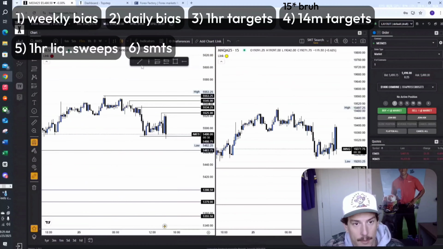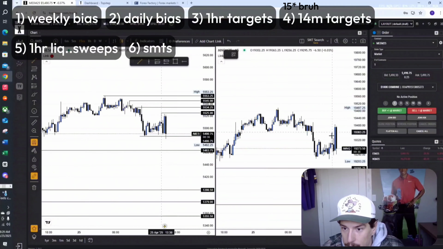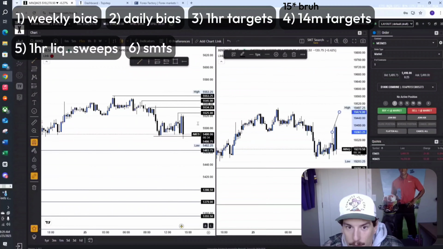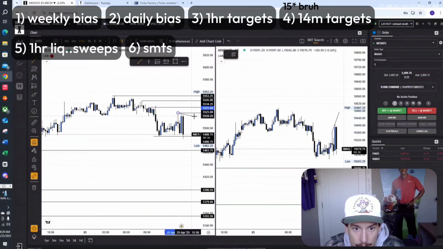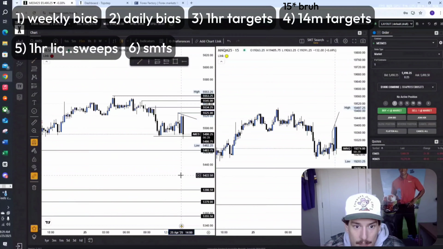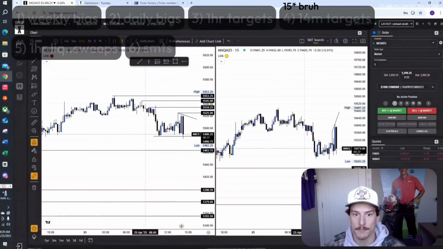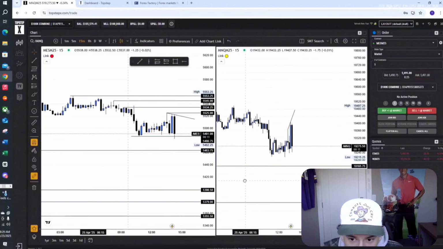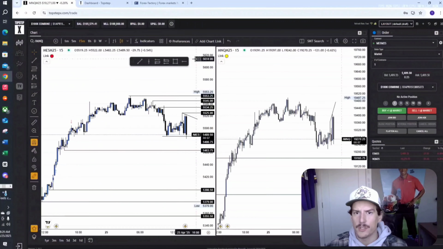Okay, it's right here. Our SMT is right here. It's a pretty drastic one too, right? And this is a bearish SMT. So the SMT is kind of going against my bias here. But what else do we have here?